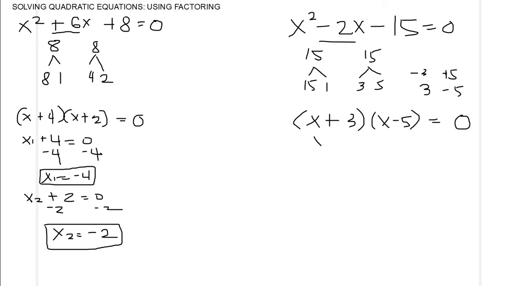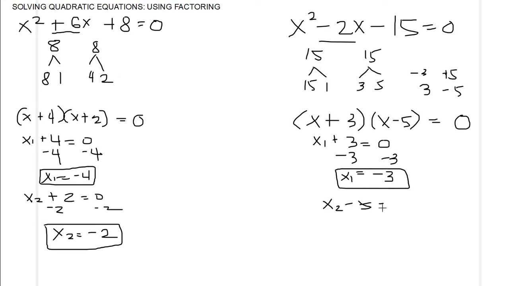So x sub 1 plus 3 equal to 0. Subtracting 3 from both sides of the equation, that will give us x sub 1 equal to negative 3. And then x sub 2 minus 5 equal to 0. So we should add plus 5 to both sides to isolate x, and that will give us the value of x sub 2, which is equal to 5.